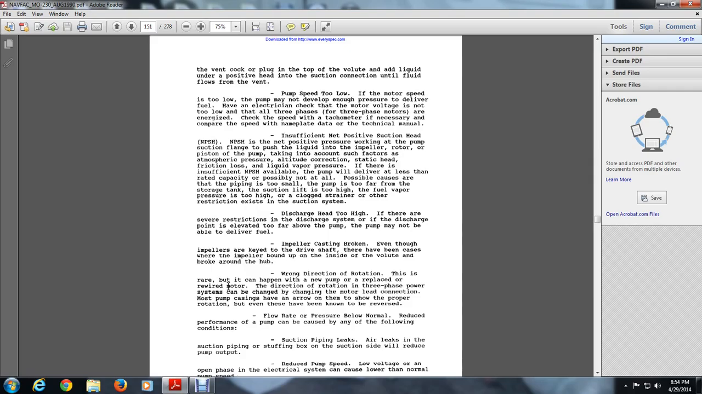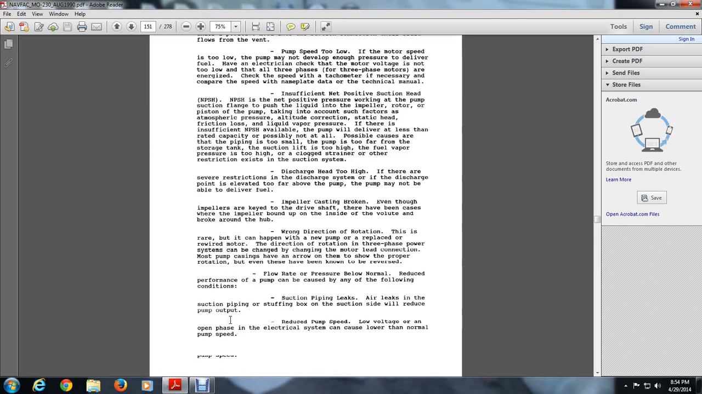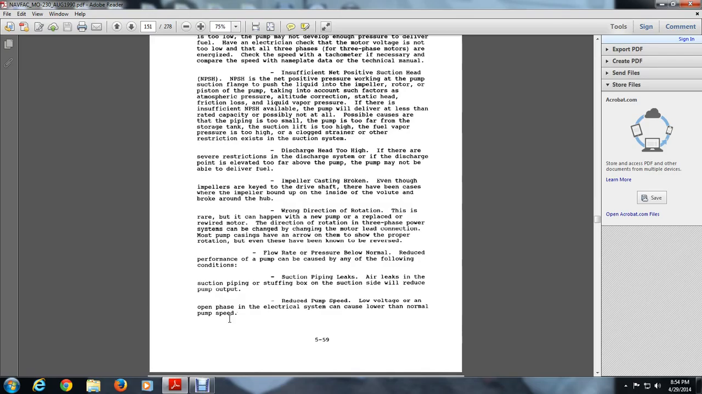Flow rate and pressure below normal. Reduced performance of the pump can be caused by the following conditions: suction piping leaks, air leaks, and suction piping or stuffing box leaks. Suction inlet pressure will be reduced, as will pump output. Reduced pump speed, from low voltage or an open phase in the electrical system, can cause a lower than normal pump speed.